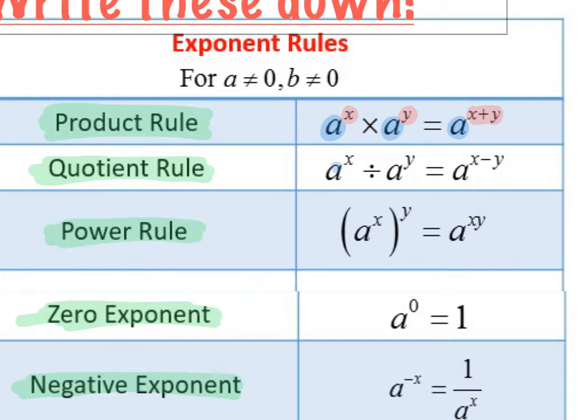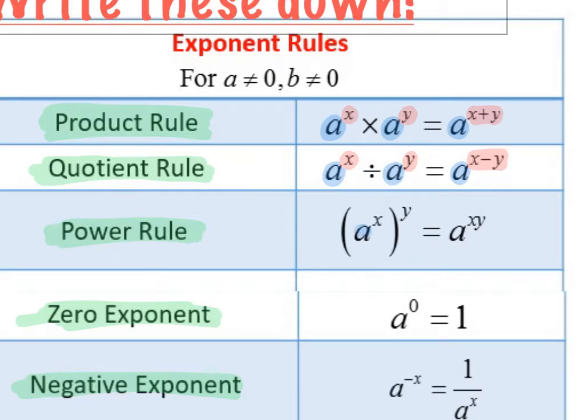The quotient rule: again, my base is a. My base does not change, because the only thing that changes is how many of this base I have. And the thing that tells me how many I have is the exponent, so that's the only thing we're changing. So I had x amount of a's, and then I divide y amount of a's. So a to the x divided by a to the y is equal to a to the x minus y. Again, the only thing that is changing is how many a's I have in my equation now, not my base.